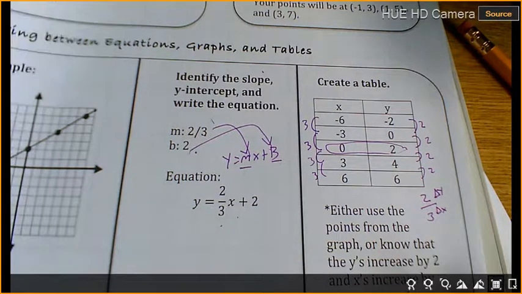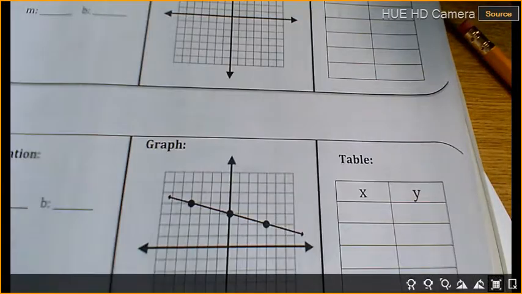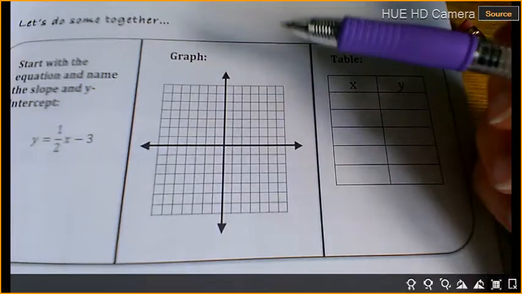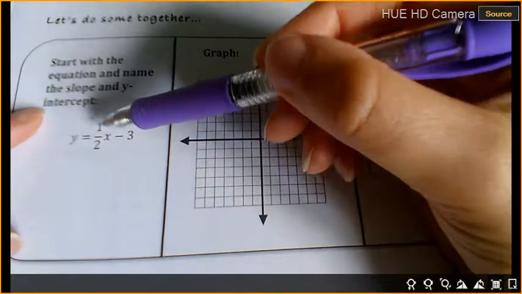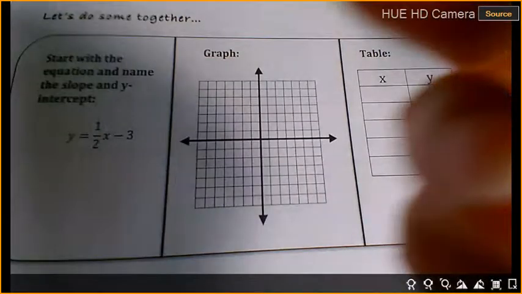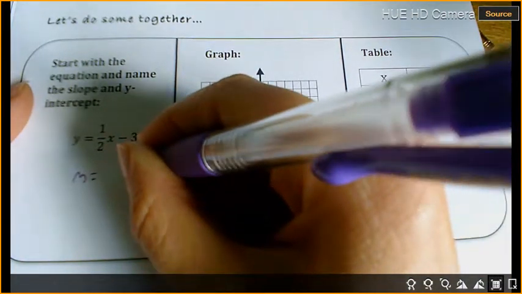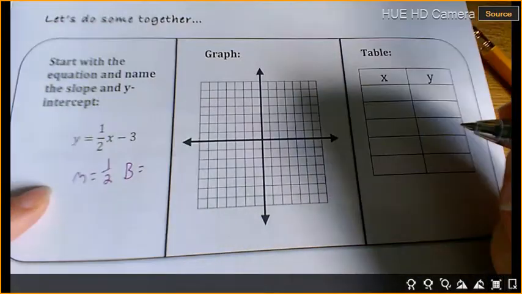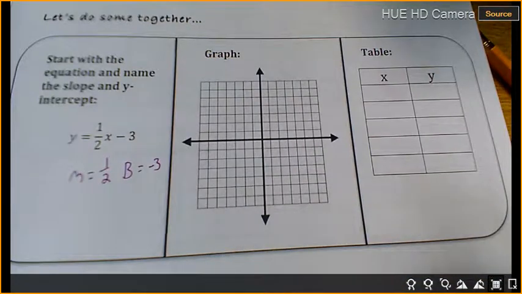We're going to turn it over and look at a couple of these example problems before you get your homework. Okay. So, if we start with an equation, we've got y equals 1/2 x minus 3. This should be nice review from the last couple days. What is the slope for this equation? What's the m? 1 over 2. And what's the y-intercept? -3, good.